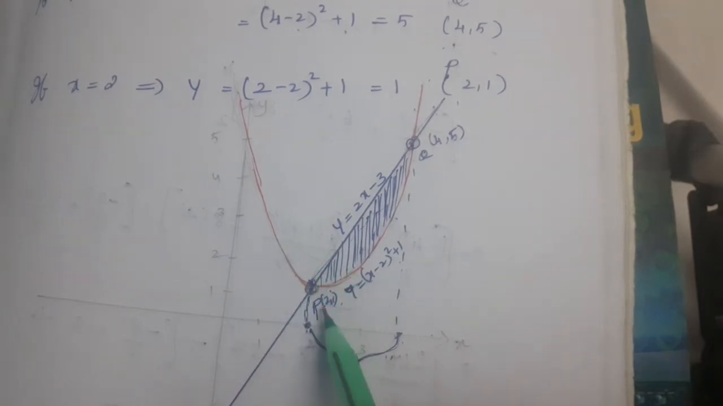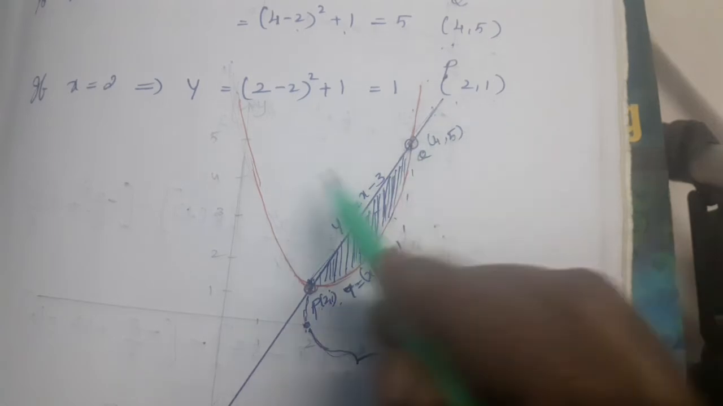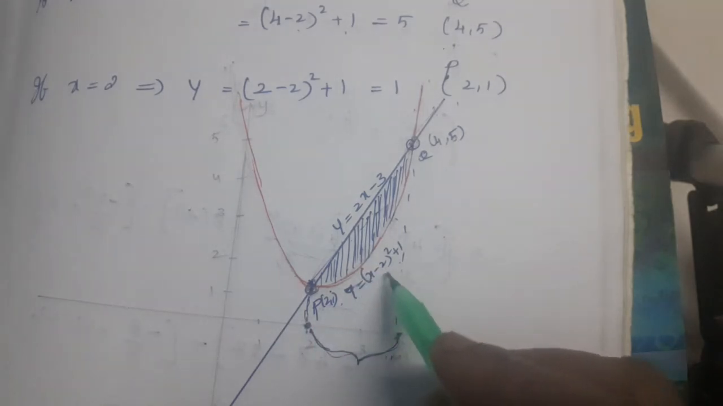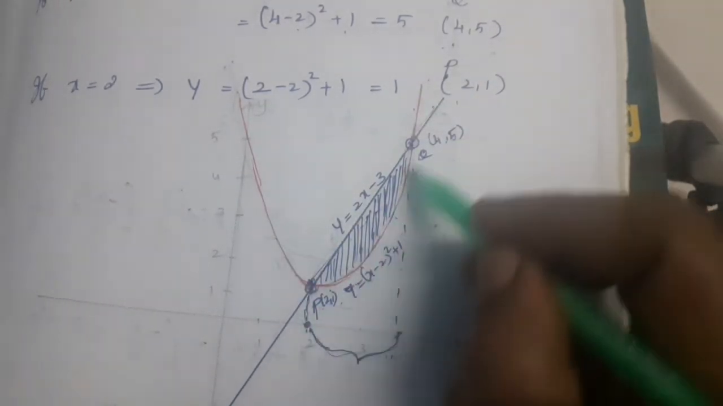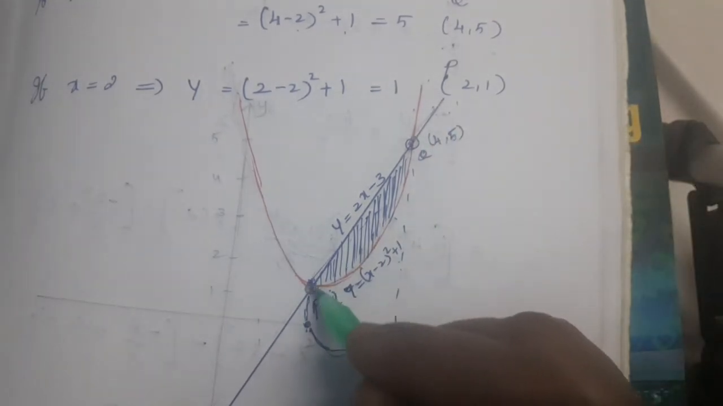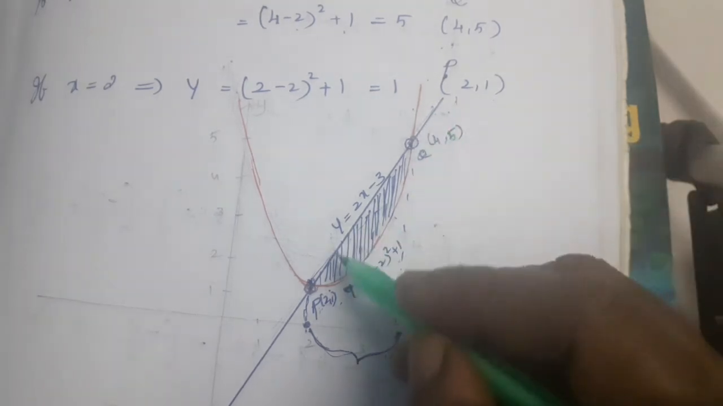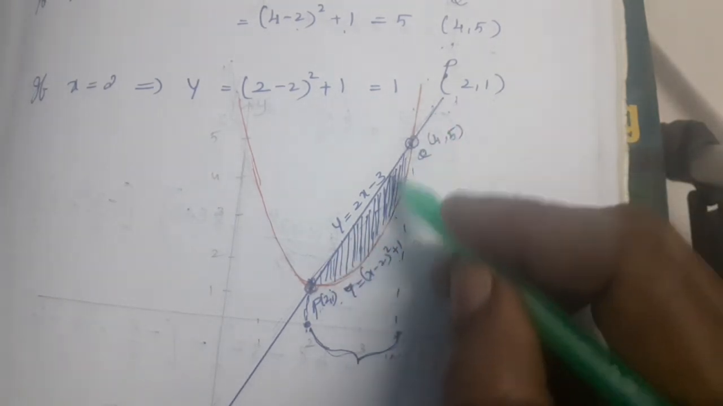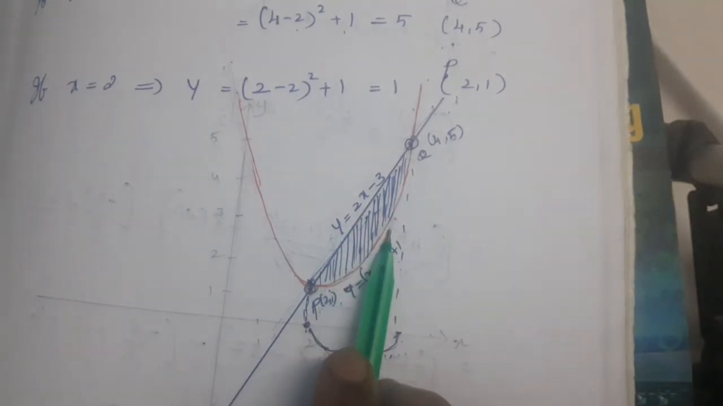What is the point P? The first point we found is 2 comma 1. Another point is 4 comma 5. First you draw a graph. For a parabola you draw the curve, the parabola y equal to x minus 2 the whole square. Afterwards you draw a straight line. Plot the points 2 comma 1 as well as 4 comma 5, passing through the parabola. This region is the area we are going to find, bounded between the straight line and the curve.